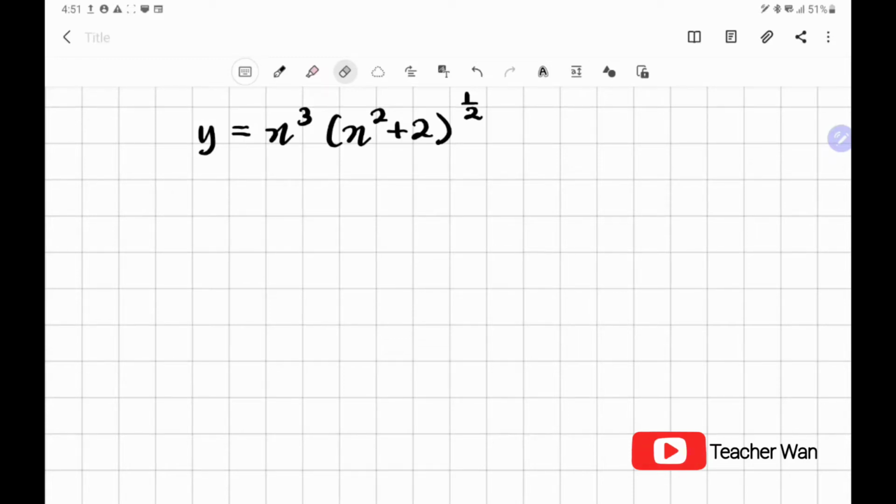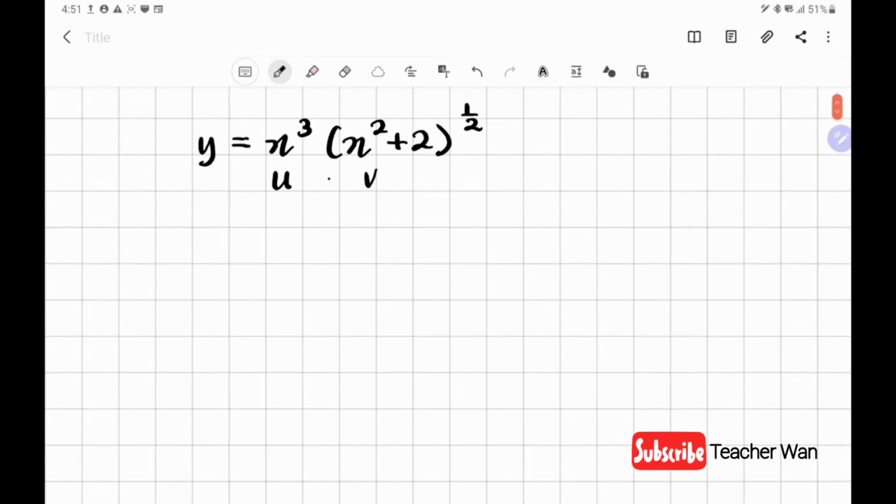Okay, for this question, y equals x cubed multiplied by (x squared plus 2) to the power of 1 over 2. What we have to do is use the product rule, because we have a function in terms of a product. Okay, so once we would like to find dy/dx, it is vu' plus uv'.